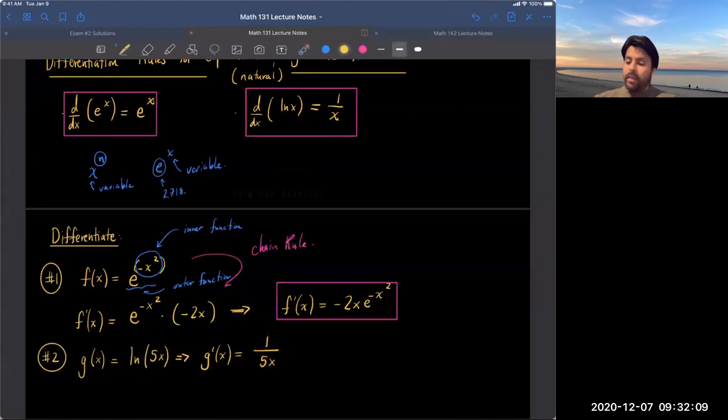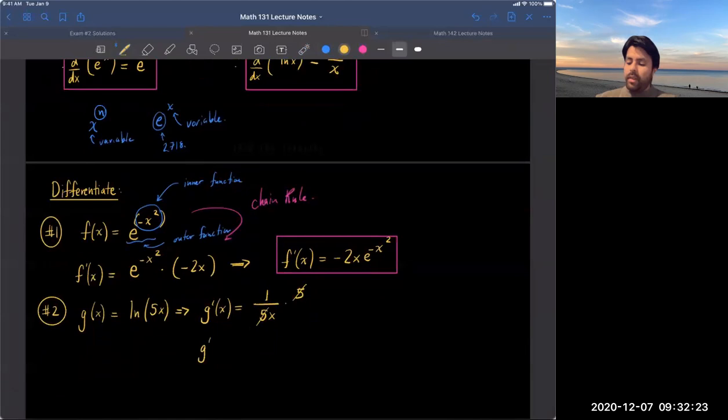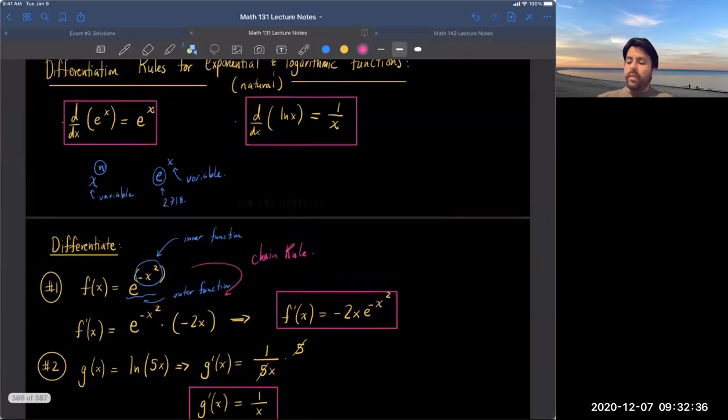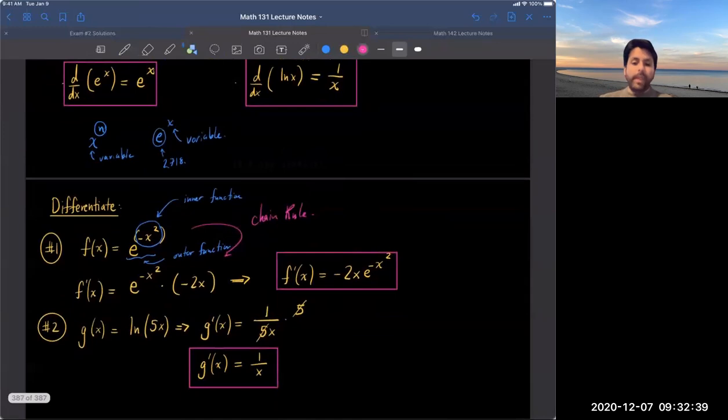But then I have to do what? Multiply by the derivative of the inside, which is 5x. What's the derivative of 5x? It's 5, by the chain rule. And so the 5s cancel. So actually the derivative of this function is also 1 over x. Now that's interesting too. The instantaneous rate of change of the natural logarithm function is 1 over x. Interesting.